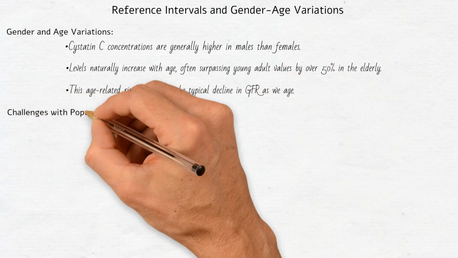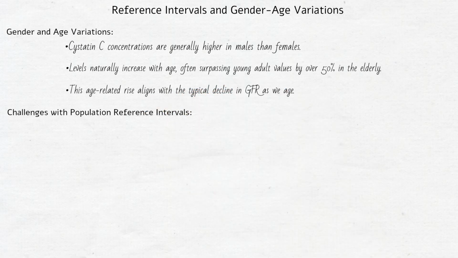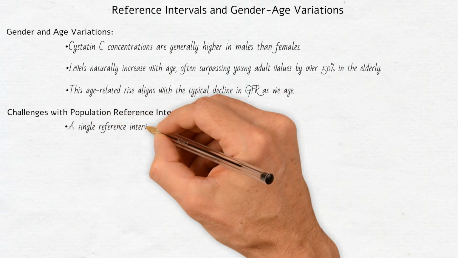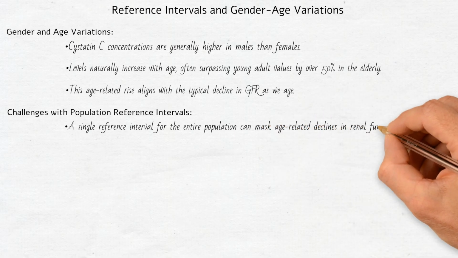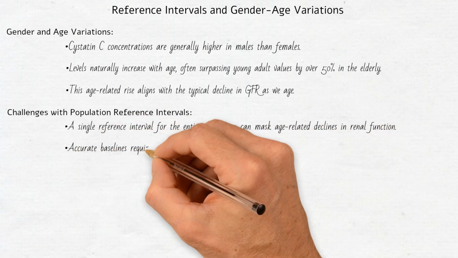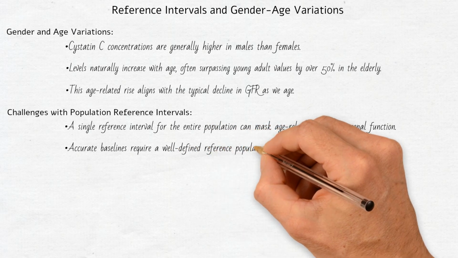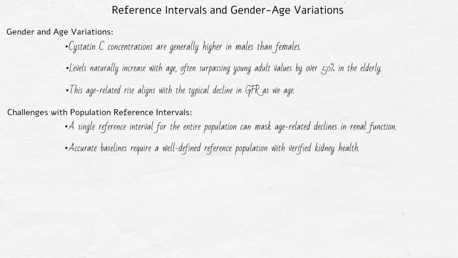Challenges with population reference intervals. A single reference interval for the entire population can mask age-related declines in renal function. Accurate baselines require a well-defined reference population with verified kidney health.